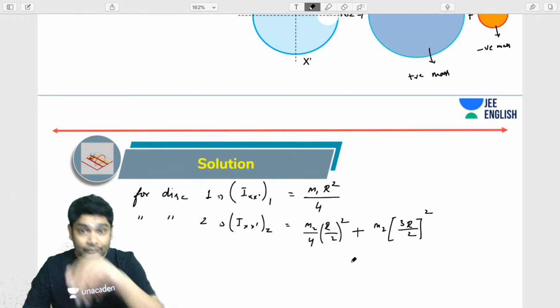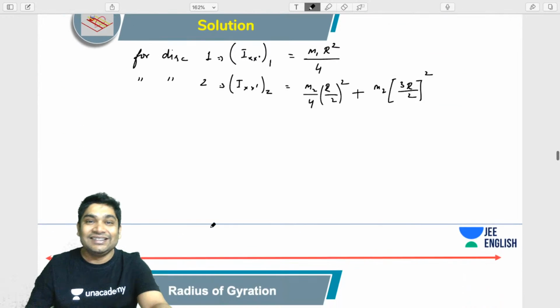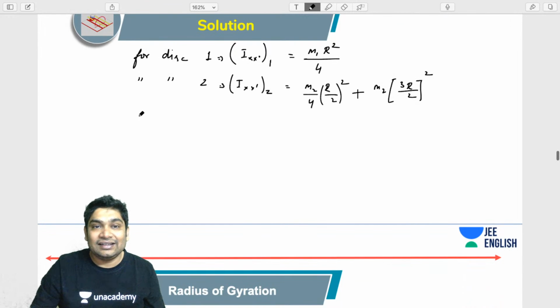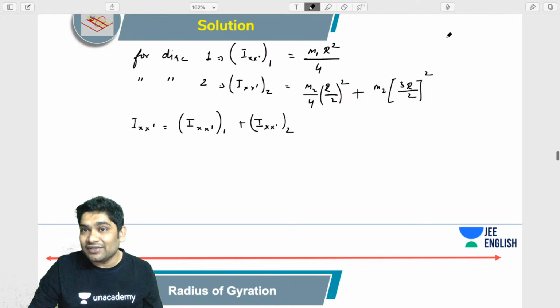Agreed? And because the mass would have been negative, we will substitute the value of mass later. Now can I say that Ixx dash of the given body would be nothing but adding these two? So it would be Ixx dash for 1 plus Ixx dash of 2. Correct? Now all I need to do is substitute the values of M1 and M2.